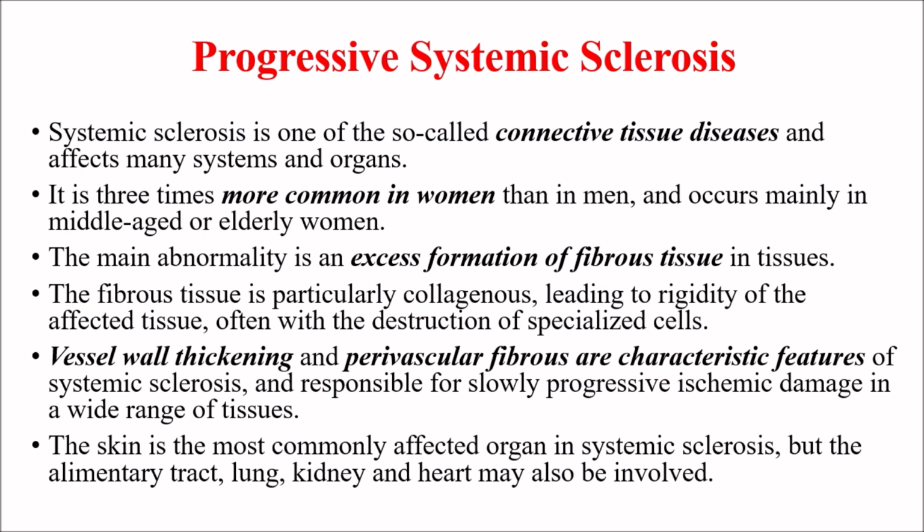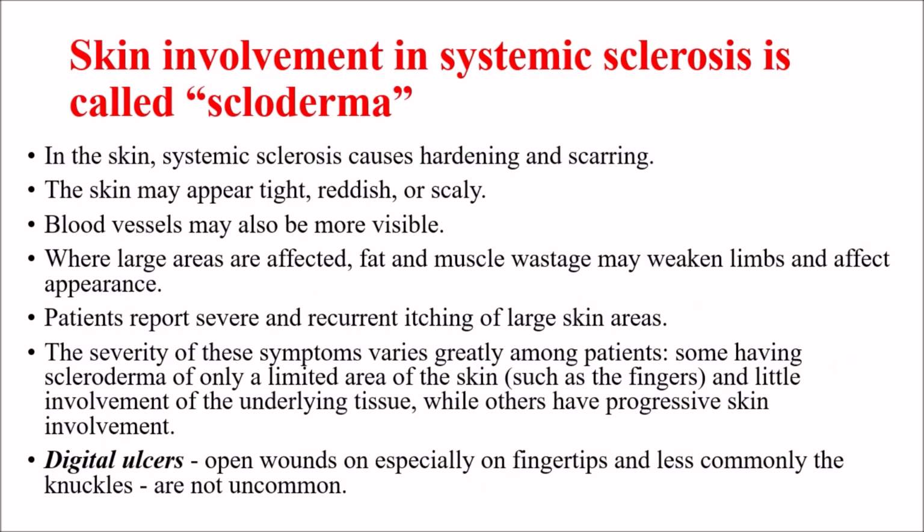Vessel wall thickening and perivascular fibrosis are characteristic features of systemic sclerosis and responsible for slowly progressive ischemic damage in a wide range of tissues. The skin is the most commonly affected organ in systemic sclerosis, but the alimentary tract, lung, kidney, and heart may also be involved. Skin involvement in systemic sclerosis is called scleroderma.